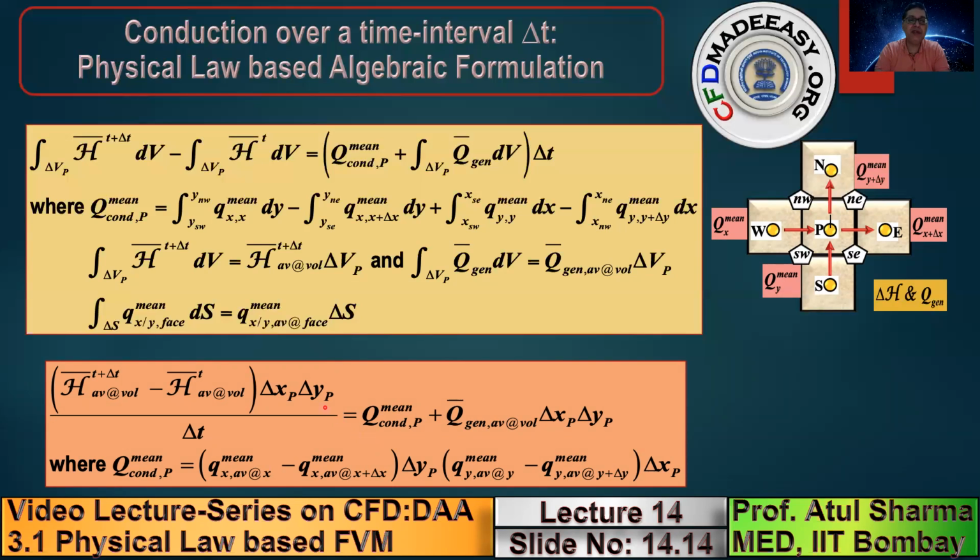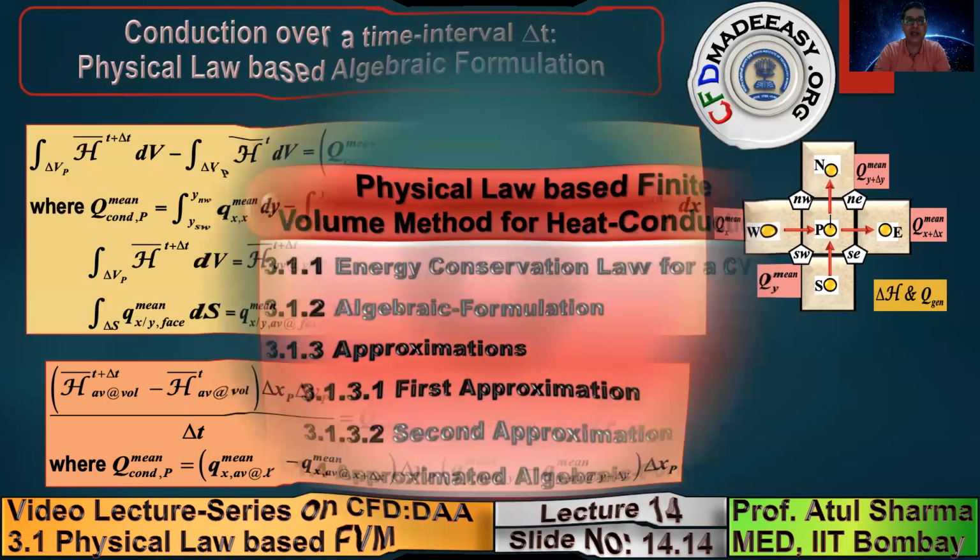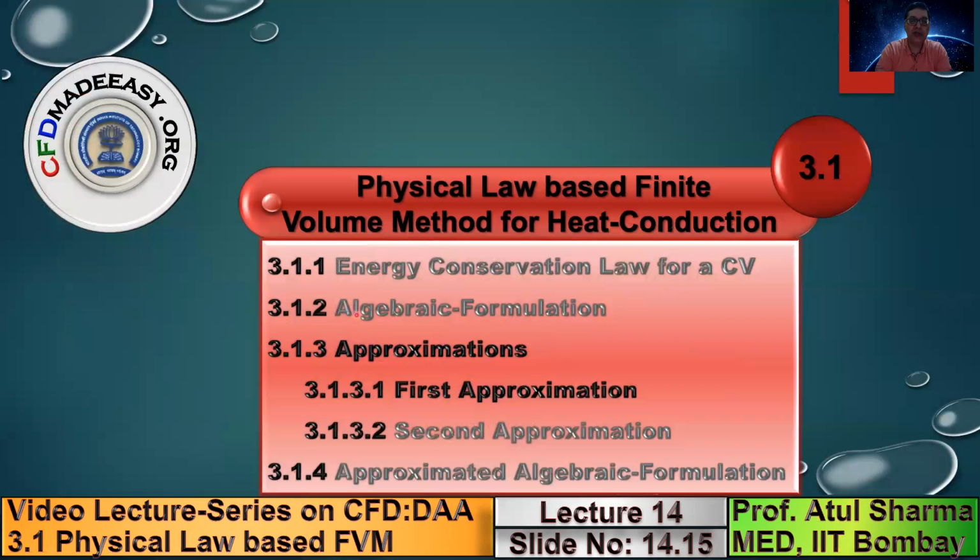In the next slide, I will show you the approximations where we will replace this average at volume and average at surface by certain specific pixel or grid point values, and finally obtain the approximated linear equations. In the earlier slide, I have just used some mathematical definitions. I have not shown you any approximations. Now I will show you approximations. Mainly I will show you 2 approximations, first approximation and second approximation. And using these approximations, finally we will obtain approximated algebraic formulations.